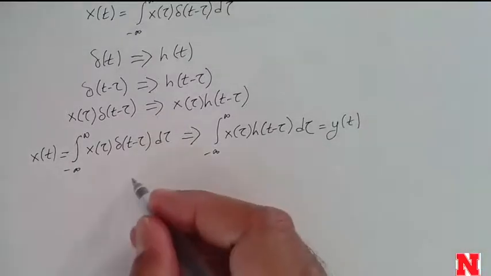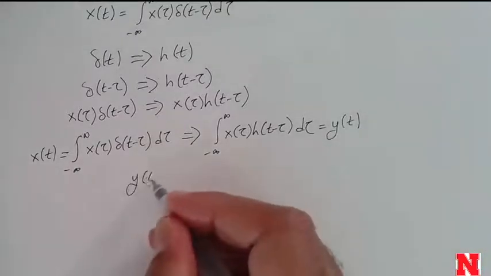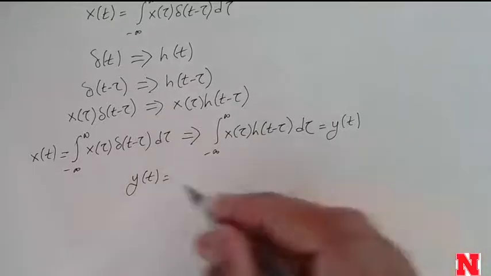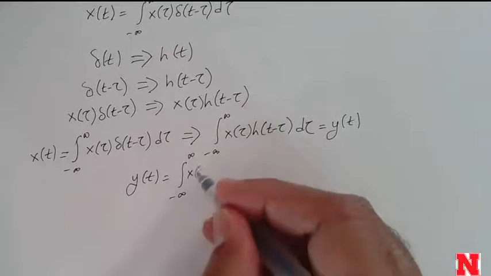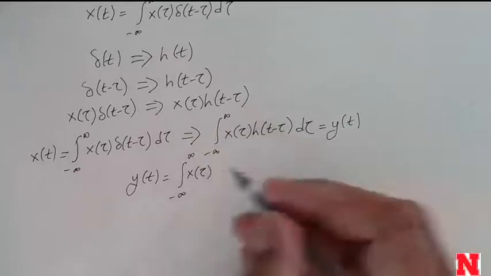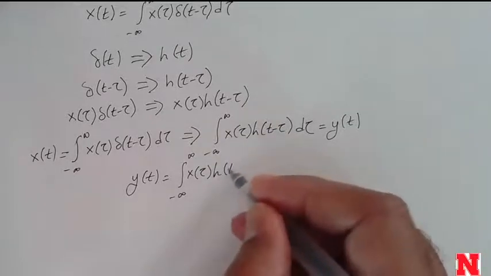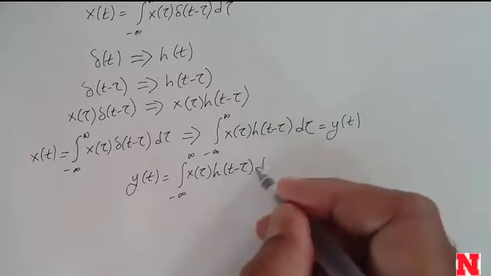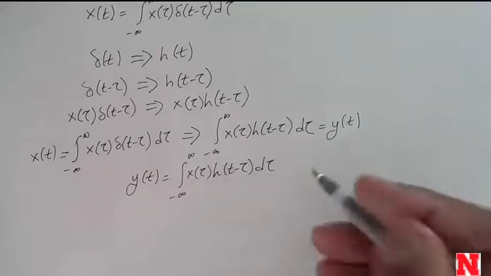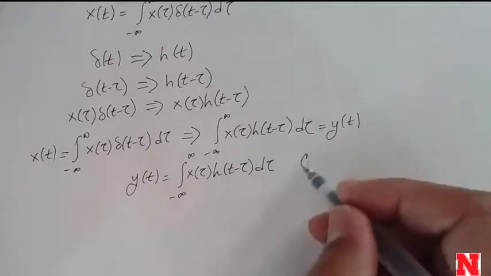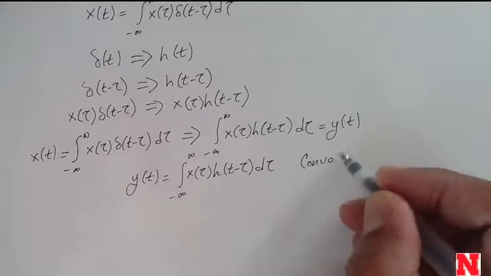And y of t then I can write for a linear time invariant system. If I know its impulse response, I know everything there is to know about that system. I can tell you everything there is to know about that system, and I can get the input-output relationship using this integral. And this is called, as you may guess, the convolution integral.